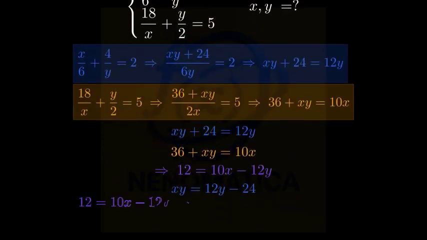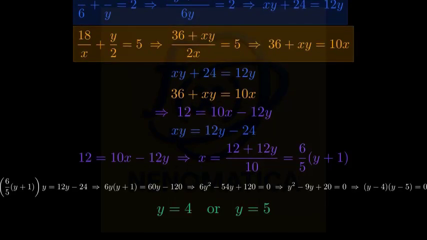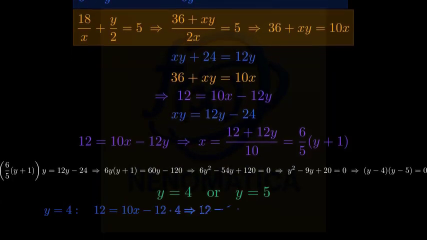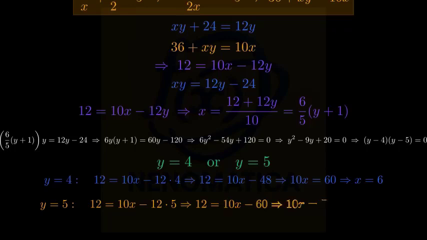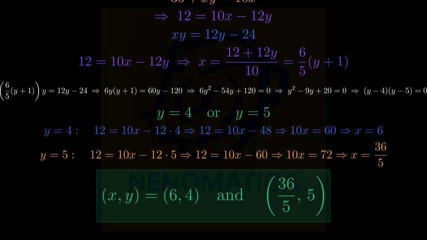Next, we keep the linear relation and solve systematically. From xy plus 24 equals 12y, we get xy equals 12y minus 24. From 12 equals 10x minus 12y, we solve for x in terms of y, substitute back, and factor the resulting quadratic. This yields y equals 4, or y equals 5. For y equals 4, the linear relation gives x equals 6. For y equals 5, the linear relation gives x equals 36 over 5. So we have two solutions, exactly as the image suggests.